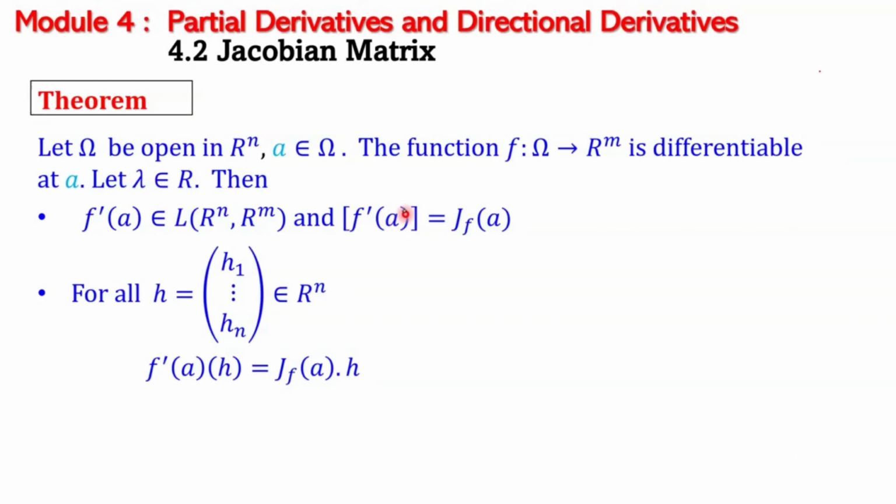Next, this can be written as the function f dash A operating on H, which belongs to Rn, is equal to JF(A) dot H. So take the matrix and take the product of the matrix with H, then you will get the same as the function applied to H. So this is the property of the Jacobian matrix, or the relation between the Jacobian matrix and the derivative of the function.